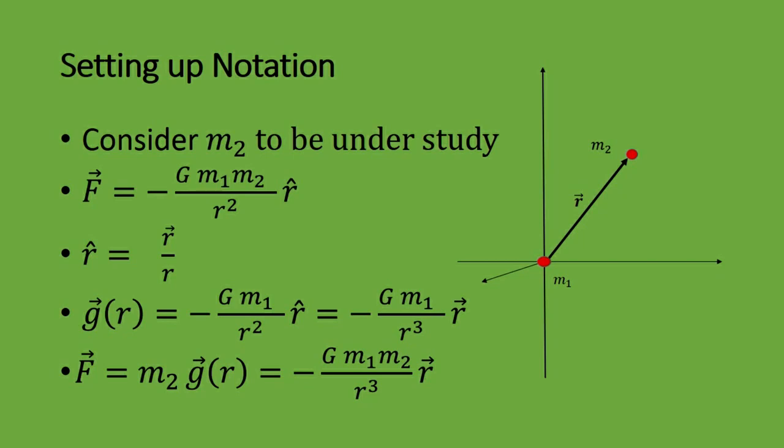The force will simply be mass number 2 times the field strength G, which is equal to the same old expression, but we wrote it slightly differently using r vector, and there is in the denominator an additional r magnitude. So we got r cubed in the denominator of this expression.